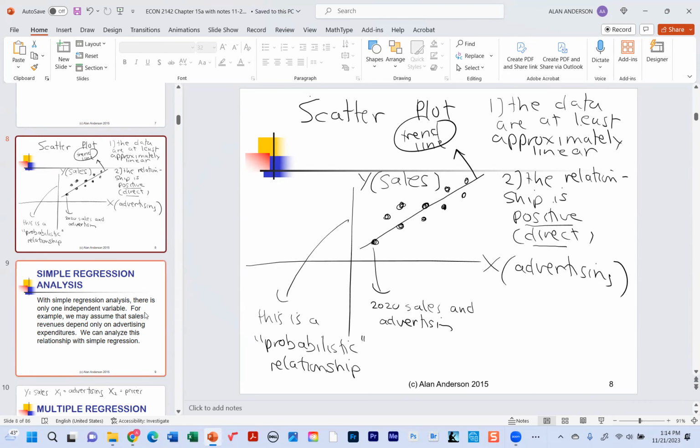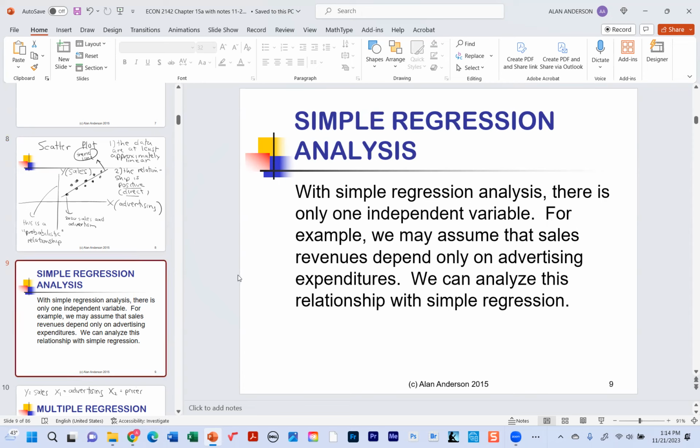All right, now, so with all that being said, we're going to focus our attention on simple regression analysis, which simply means there's only one independent variable, or you can think of it as 1x. So let's say that we've decided that sales revenues depend only on advertising expenditures, and we want to know how strong this relationship is. Or think of it this way: we want to know how much each extra dollar worth of advertising adds to our sales. We can easily analyze this relationship with simple regression, because that's exactly what it was meant to do.